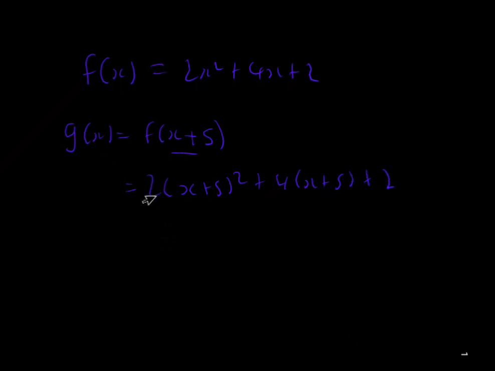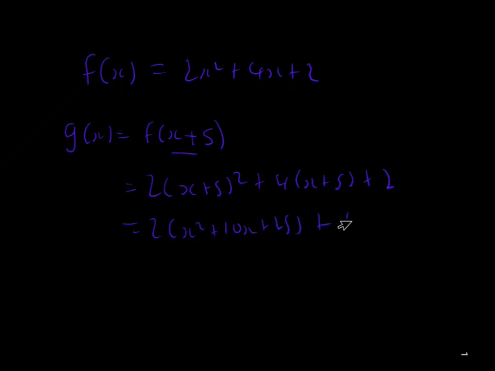So I hope you get it. If they say write down the equation of g if g is f at x shifted 5 units to the left, you say g at x is equal to f at x plus 5. And f at x plus 5 just means wherever you see x, you replace it with x plus 5. Now we have to simplify it. I'm just going to use the shortcut here. This is just going to be x squared plus 10x plus 25 at the end.